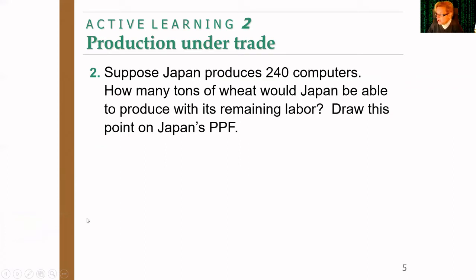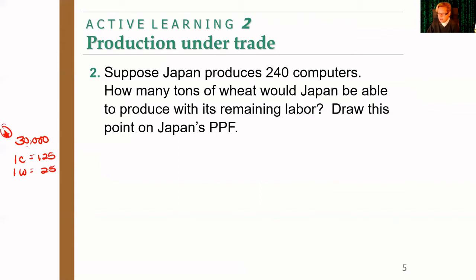Okay, so in this one, we can use the same methodology. Suppose Japan produces 240 computers. How many tons of wheat would Japan be able to produce with its remaining labor? Draw this point on the production possibilities frontier. There was a disparity in labor hours, because remember, Japan had 30,000 labor hours. To produce one computer takes 125 hours. To produce 1 ton of wheat takes 25 hours. Notice the big difference here.